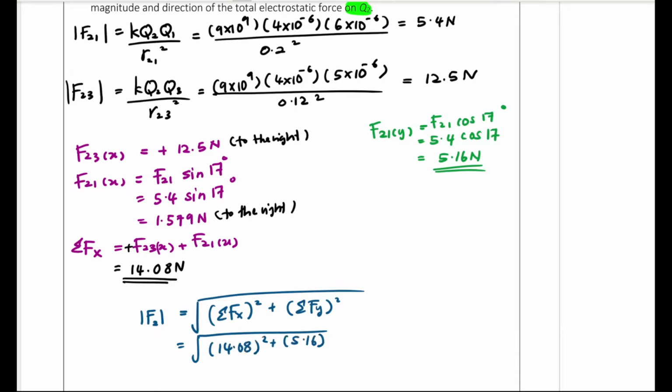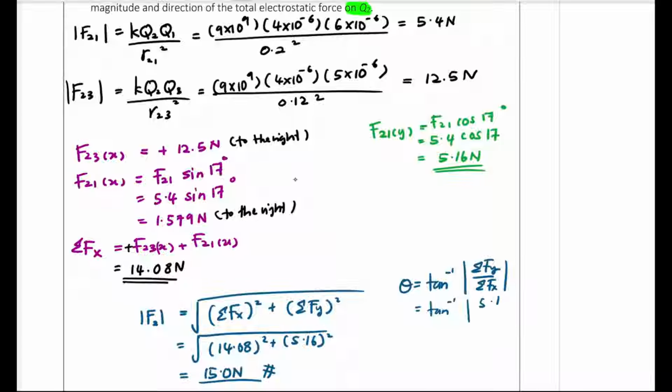Okay. So the answer is 15.0. So this is the magnitude, and for the direction you need to find the inverse tangent, the total force in Y component over X component.